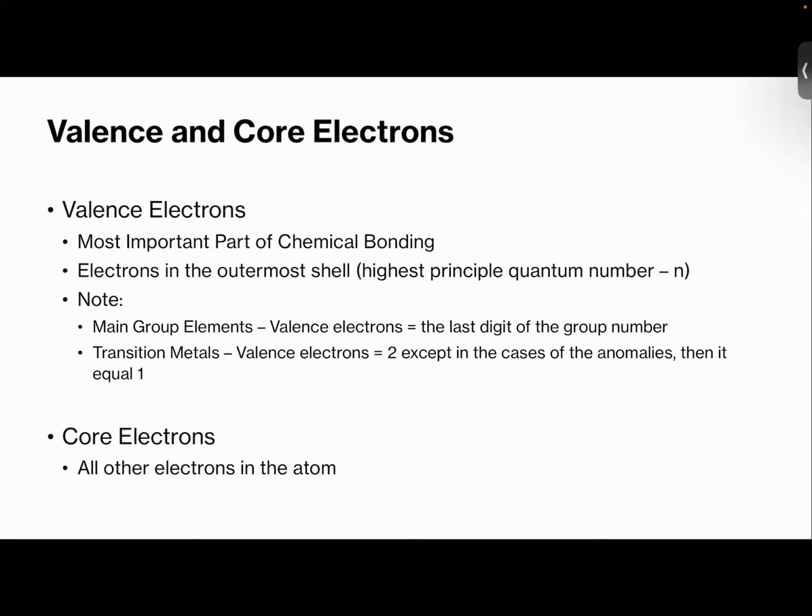Again, like I showed you with bromine, they are the electrons in the outermost shell, or the highest in value. So for bromine, I only took into account the 4s and the 4p.